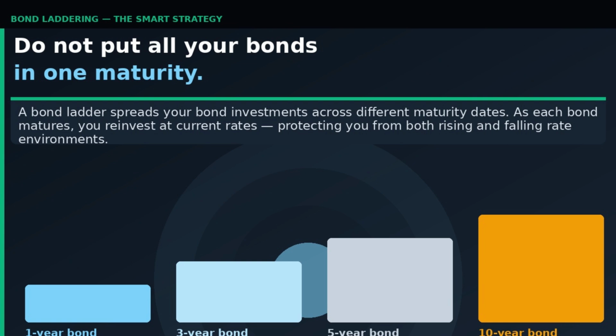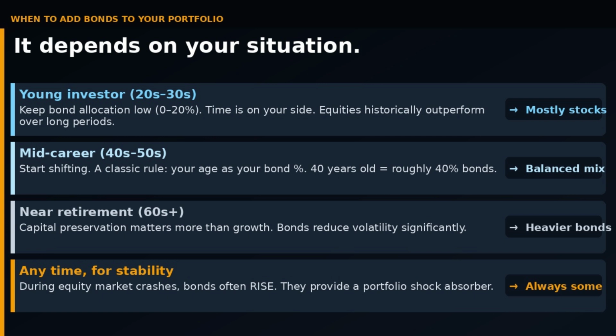The ladder means you are always reinvesting some portion of your portfolio at current rates, whatever they may be. It provides liquidity, predictability, and protection against rate volatility. When should you hold bonds? It depends on where you are in your investing life. In your 20s and 30s, you have decades of compounding ahead of you. Equities historically outperform bonds significantly over long periods. A small bond allocation, perhaps 0 to 20%, makes sense, primarily for psychological stability, not return maximization.